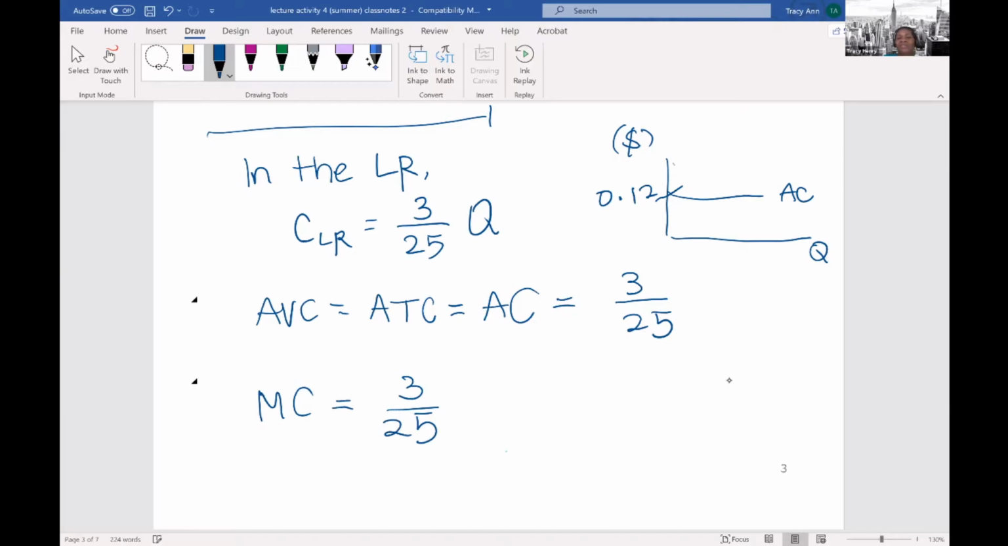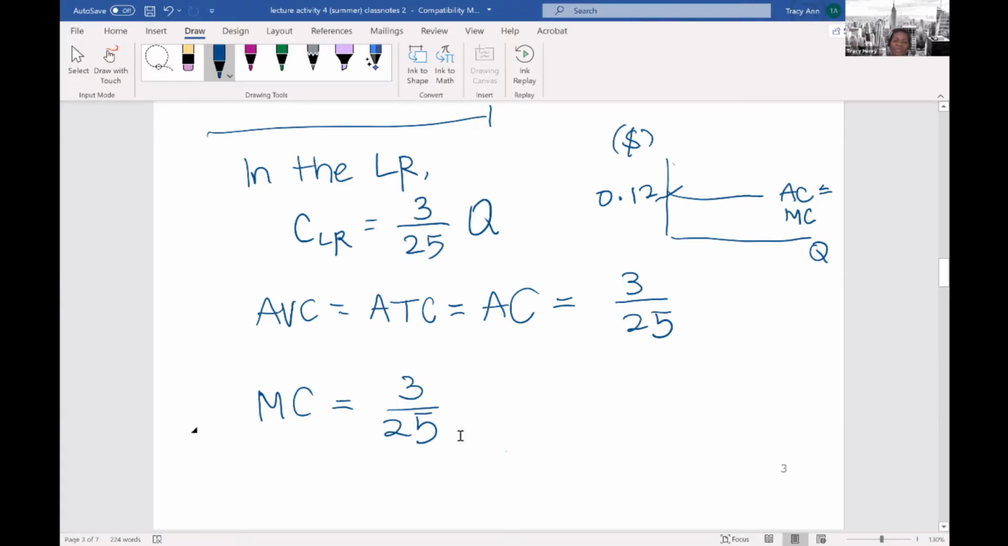Remember, your marginal cost is equal to the derivative of your cost function. So your marginal cost is also constant at 3 over 25, which is 0.12. So I want to make two quick points right here. One quick point, well, let me make one now. Later on, I'll make the other one when I'm in chapter 8.